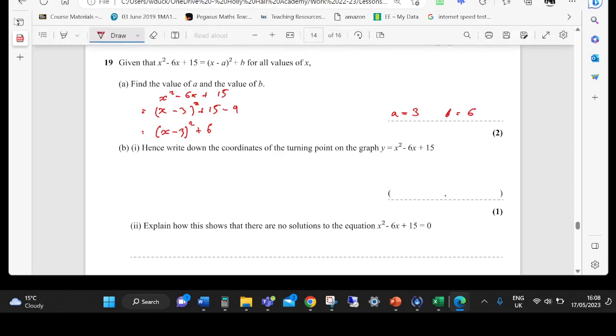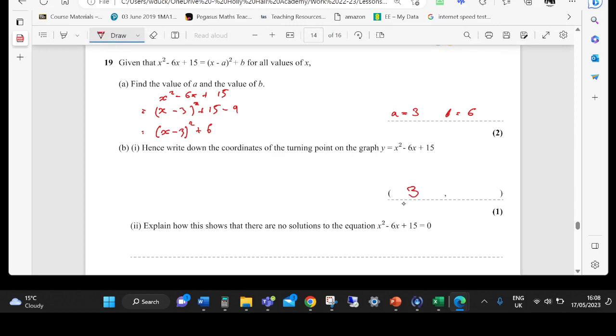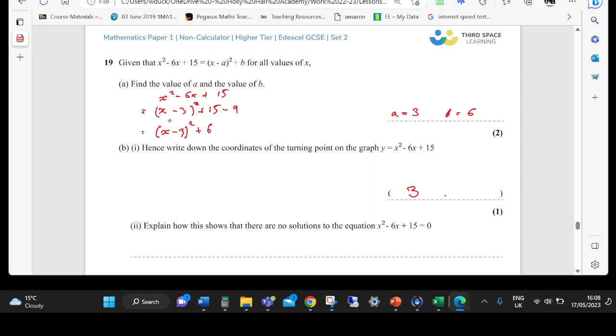And that's complete the square. That is viewed as quite a tricky topic. Hence, write down the coordinate of the turning point. So the turning point is when this value is going to be 0. So the turning point is going to be when x is equal to 3. And when x is equal to 3, y would be equal to, the first bracket would give you 0. So that squared would give you 0. So y would be equal to 6. So that's the coordinate of the turning point.